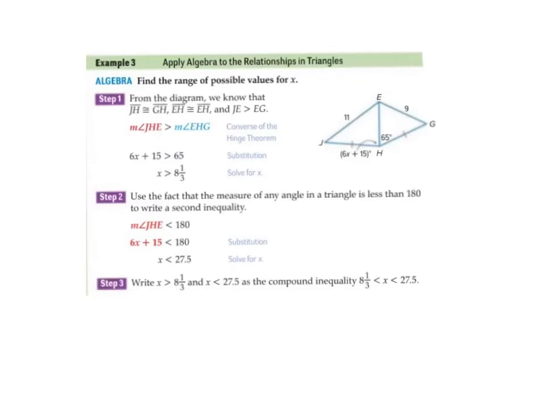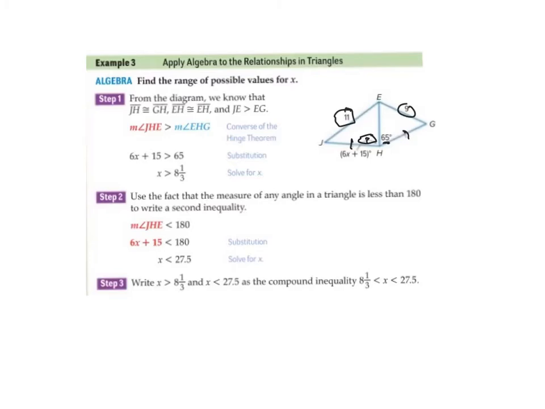Okay, so now we're going to put algebra in it, but let's have a look at what we've got. We've been told that JH is congruent, so there's where your congruency is, and we're using EH as a reflection, but you've got to work out the fact that this is 65. We've got to work out what size this angle would be. If you look at this, 11 is greater than 9.